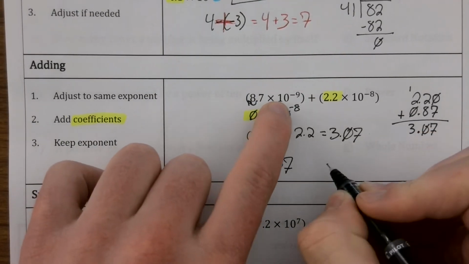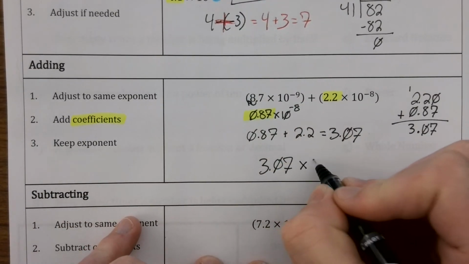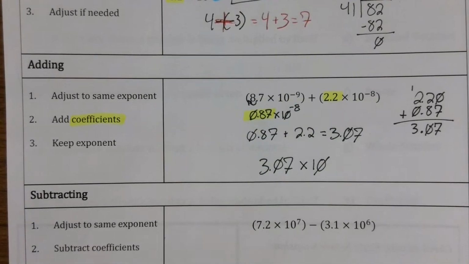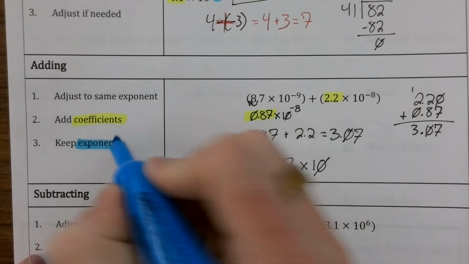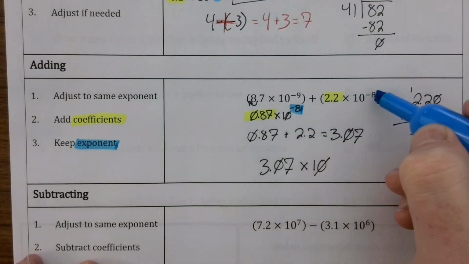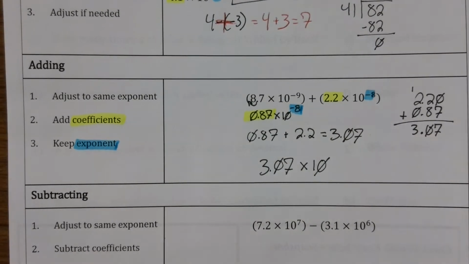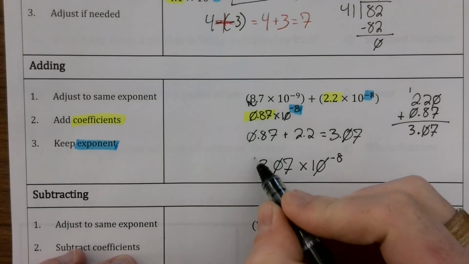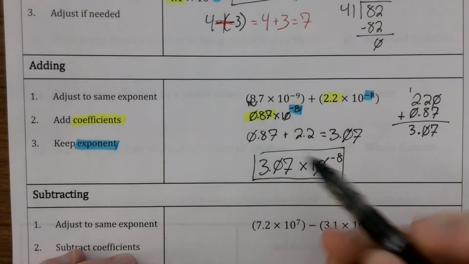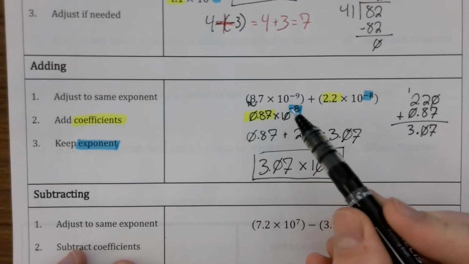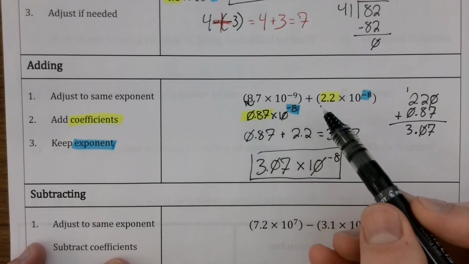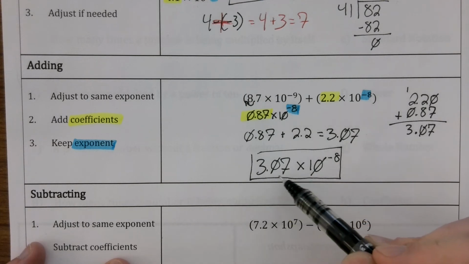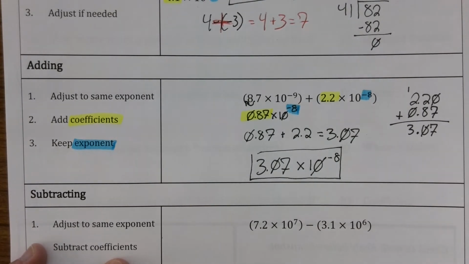We also keep our times 10, because this is scientific notation. And then our last step is to keep our exponent. So now that we have both of our exponents the same, we have negative 8 for both, we're going to keep negative 8. So 8.7 times 10 to the negative 9th plus 2.2 times 10 to the negative 8th gives us 3.07 times 10 to the negative 8th.